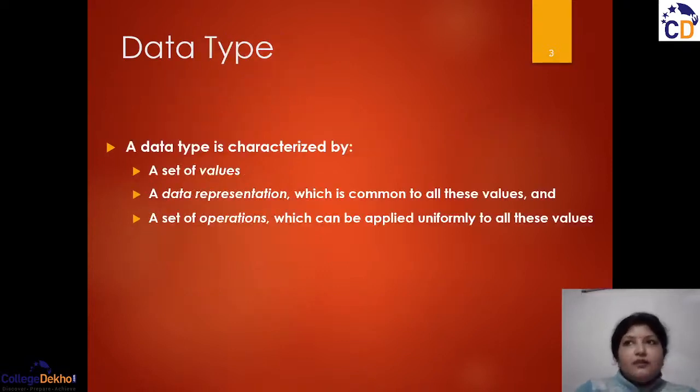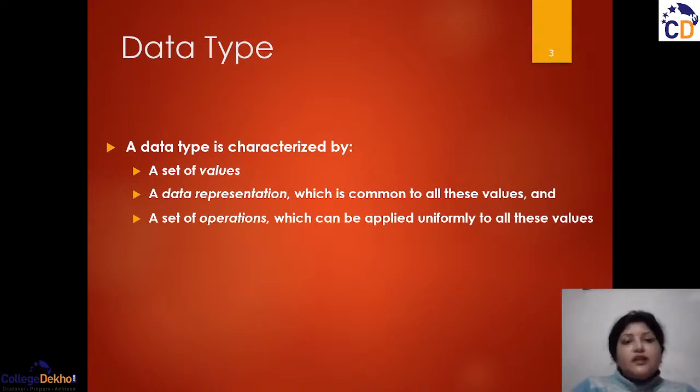First of all, understand what a data type is. A data type is characterized by a set of values. You have some values, and they have some type of data. Like if I'm taking the name of a student, then it would be treated as a string, a collection of characters, so it falls under the category character.